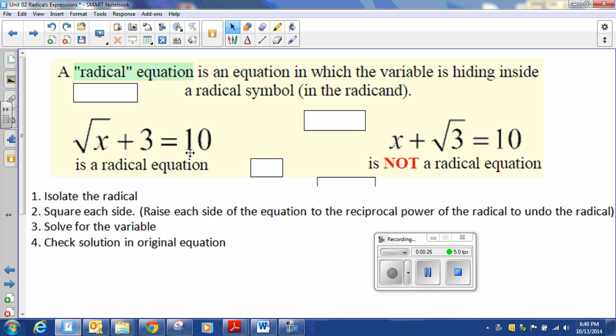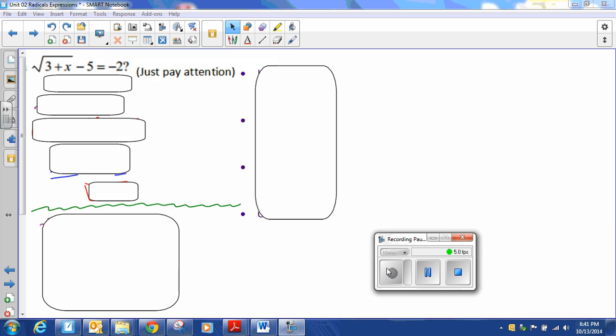So the 4 steps for solving a radical equation are: number 1, isolate the radical. Number 2, square each side. Or in general, raise each side of the equation to the reciprocal power of the radical to undo the radical. Number 3, solve for the variable. And number 4, check the solution in the original equation to determine if there are any extraneous solutions.